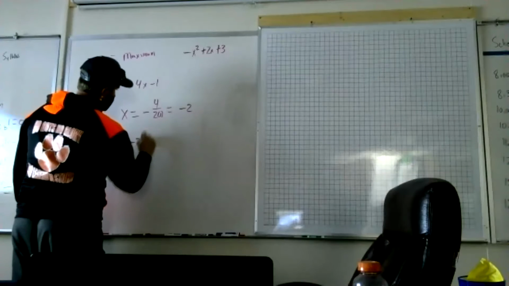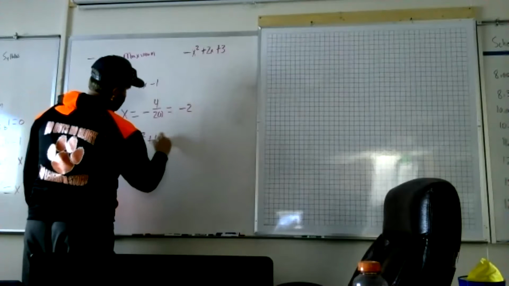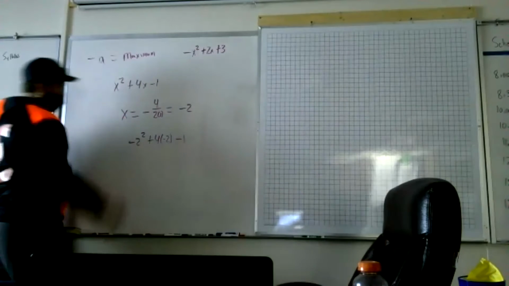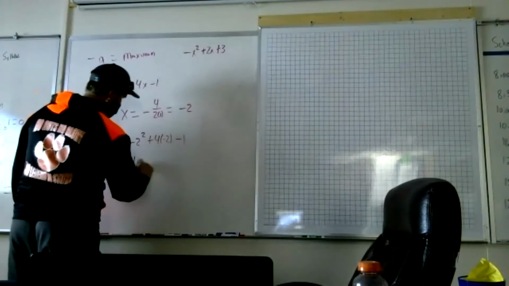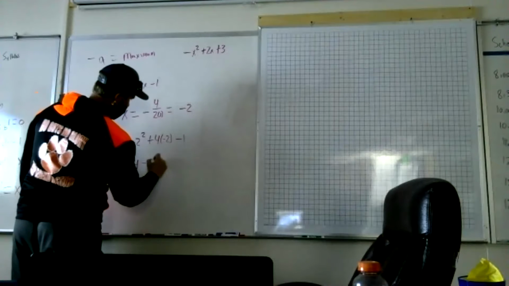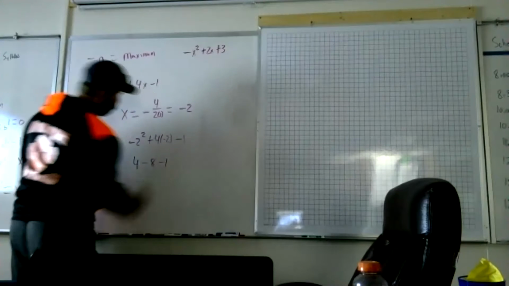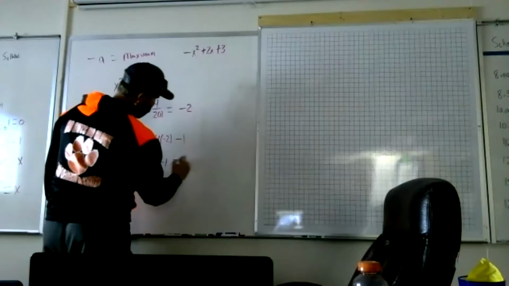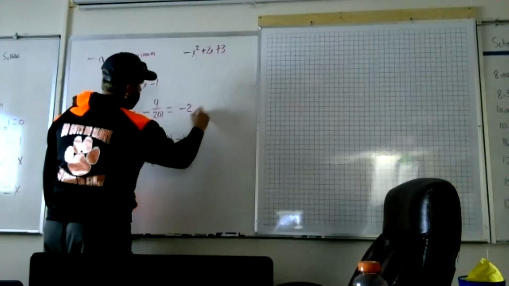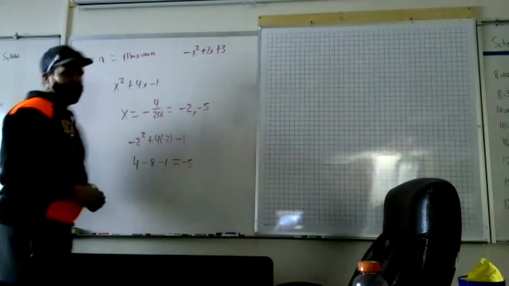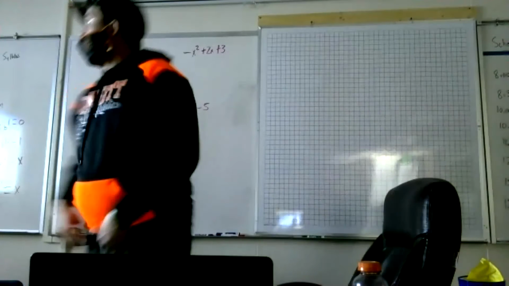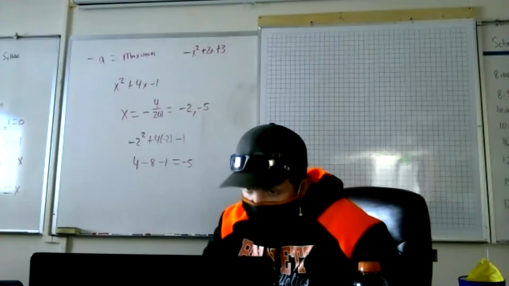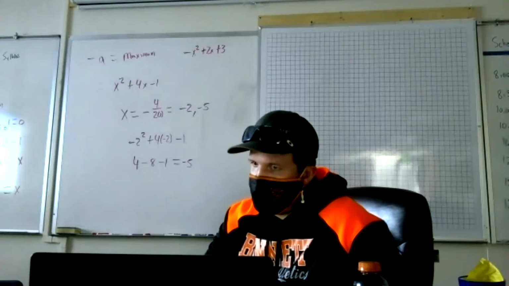So negative 2 squared plus 4 times negative 2 minus 1. Negative 2 squared is 4. 4 times negative 2 is a negative 8, minus 1. 4 minus 8 is a negative 4. Minus 1 gives me a negative 5. So my vertex is at negative 2, negative 5, making my minimum value negative 5.